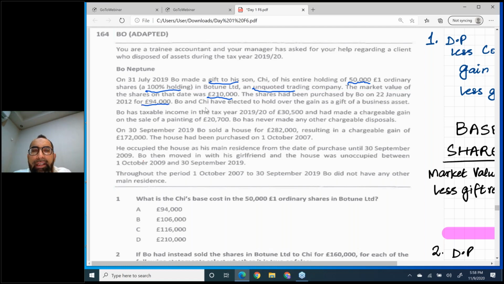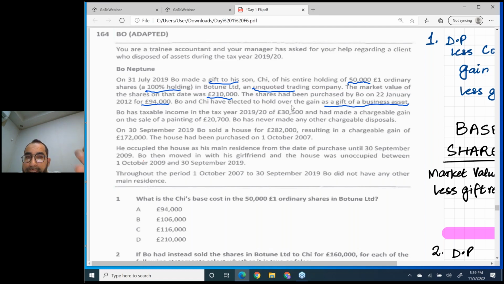The shares had been purchased by Bo on 22nd January 2012 for 94,000. Very easy. This 210,000 is your disposal proceeds, and your cost is 94,000. So easily you can calculate the gain. The difference is the gain. Now, one more very important thing. Bo and his son have elected to hold over the gain as a gift of business asset. Gift relief is also called holdover relief. The examiner uses the word holdover relief. So yes, they both elected for gift relief, and we have to calculate the gift relief.